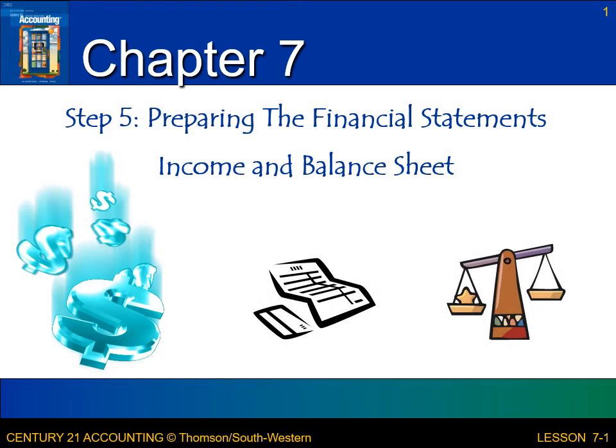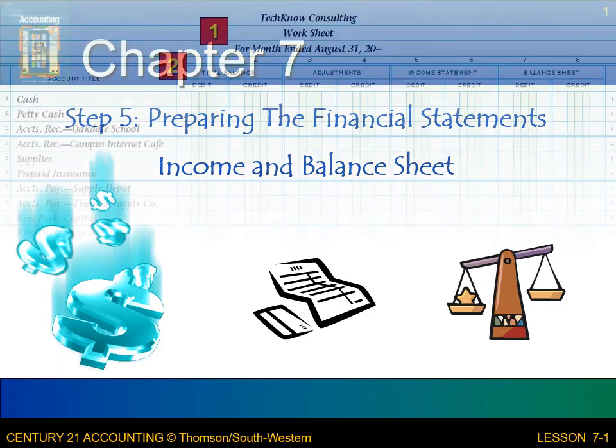Everyone, and welcome to our notes for Chapter 7, which is Step 5 of our accounting cycle. In this chapter, we're learning how to prepare two financial statements. One, the income statement, which is the difference between our revenue and our expenses, and our balance sheet, which makes sure that our company's assets, liabilities, and owner's equity are all equal.